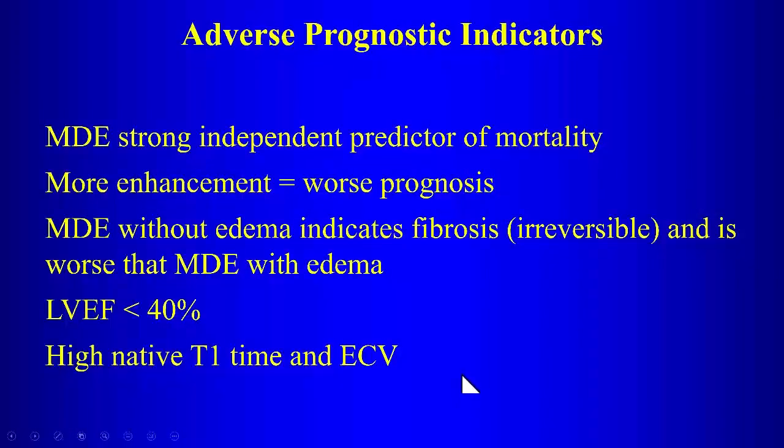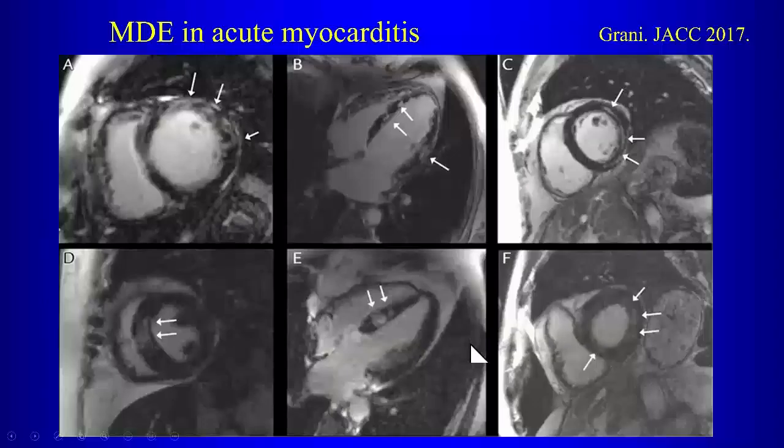Okay. Adverse prognostic indicators. The extent of myocardial delayed enhancement: the more there is, the worse the prognosis. That's a strong independent predictor of mortality. More enhancement is worse prognosis. Myocardial delayed enhancement without edema equals fibrosis. That's usually irreversible, and it's usually worse than myocardial delayed enhancement with edema. As I've said, after the acute stage, the extent of delayed enhancement usually decreases when the patient recovers. Left ventricular ejection fraction less than 40%, high native T1 time, and high extracellular volume fraction: these are all adverse prognostic indicators.